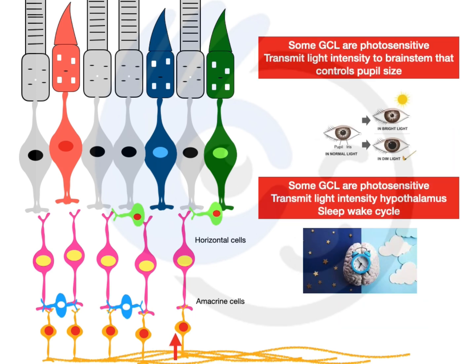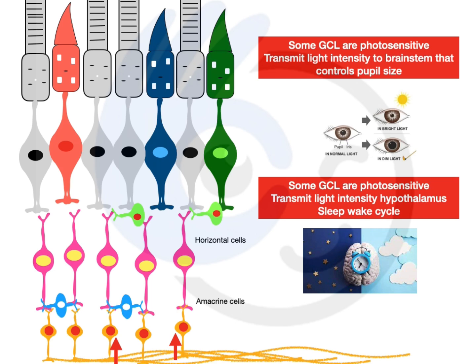There are some ganglion cells which receive direct light, as I already told, photosensitive ganglion cells. Have you ever wondered, when you shine a torchlight, how the pupil constricts or dilates? It is because of these photosensitive ganglion cells, which decide the intensity of light that should reach the pupillary pathway.